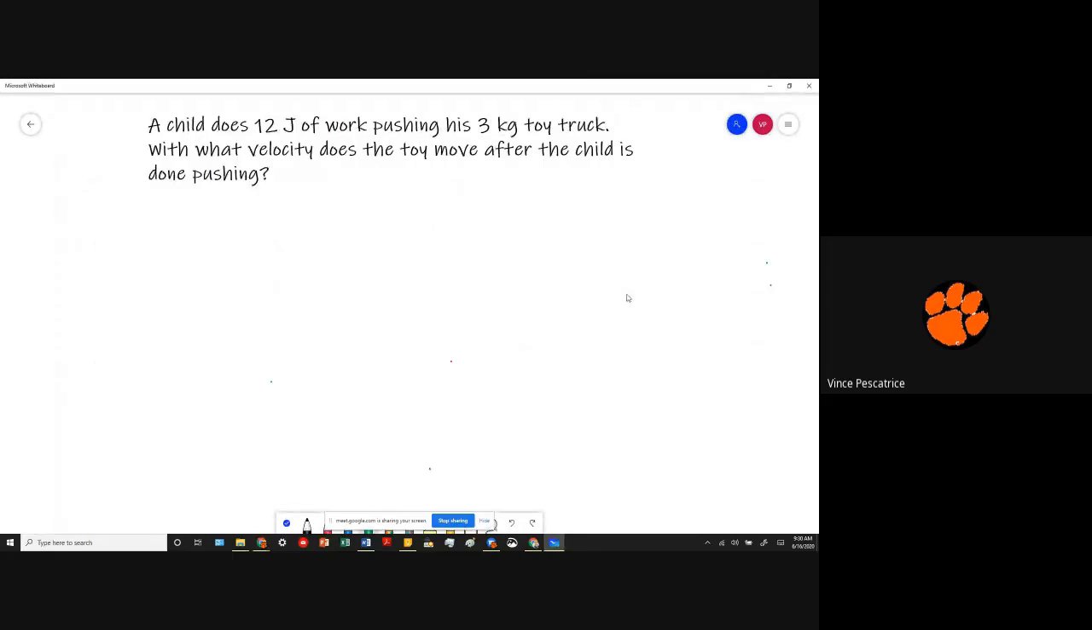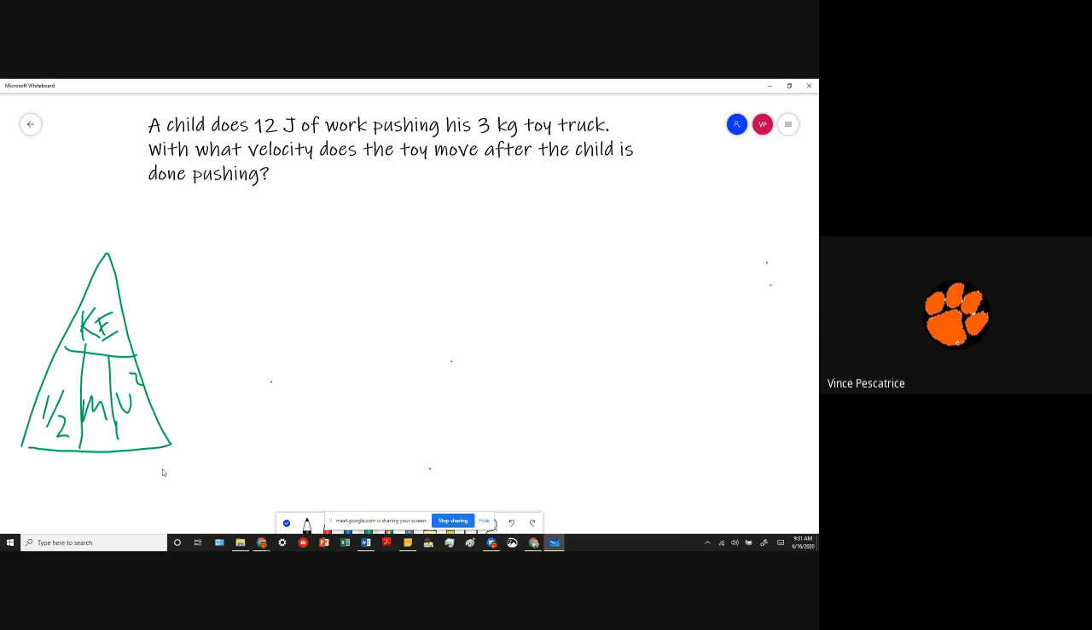All right, so the child does 12 joules of work pushing his 3-kilogram toy truck. What is the velocity the truck will move after the child is done pushing? So if I draw my triangle again, I have kinetic energy in the top. On the bottom, I have 1/2 the mass velocity squared. Kind of the dividing lines. Again, I apologize for my poor drawing. It's hard to do on a screen. So kinetic energy on top, velocity squared on the bottom, mass 1/2.